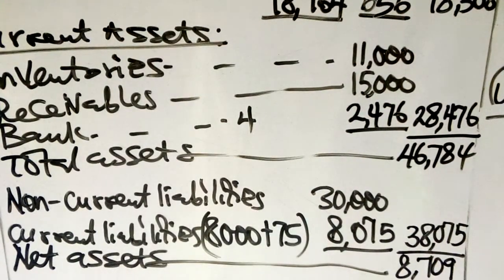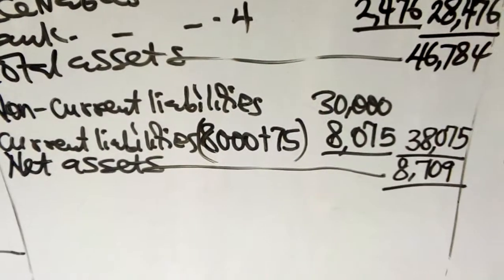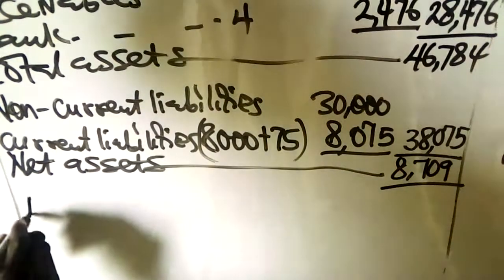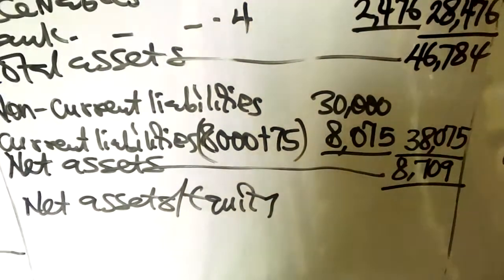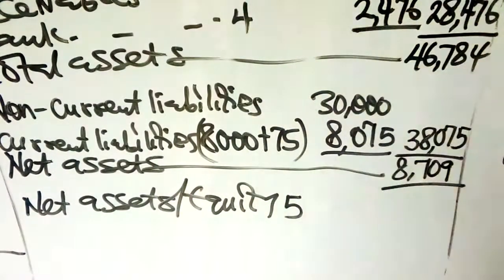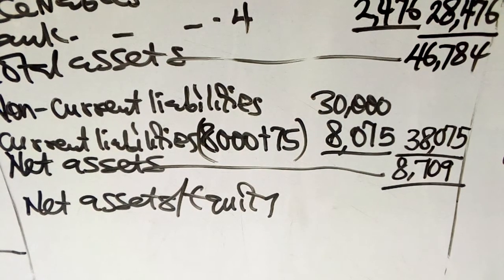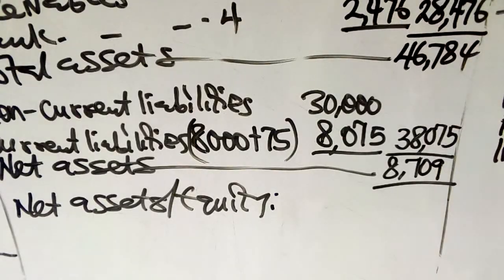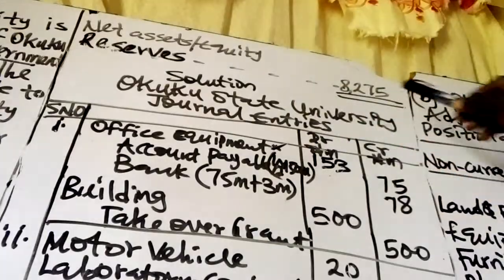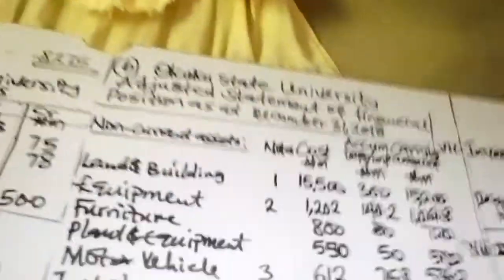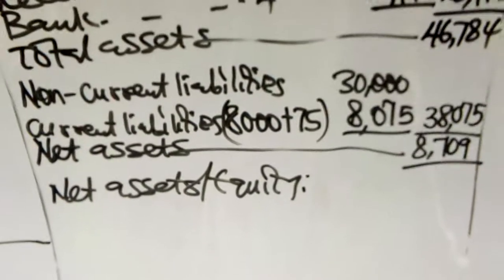After net assets, the next thing will be the equity. That is net assets stroke equity. Let's have that to be note 5. Then if you look at the unadjusted statement of financial position, the only thing we have there under net assets stroke equity is reserves of 8,275. You are going to incorporate adjustments to the reserves.